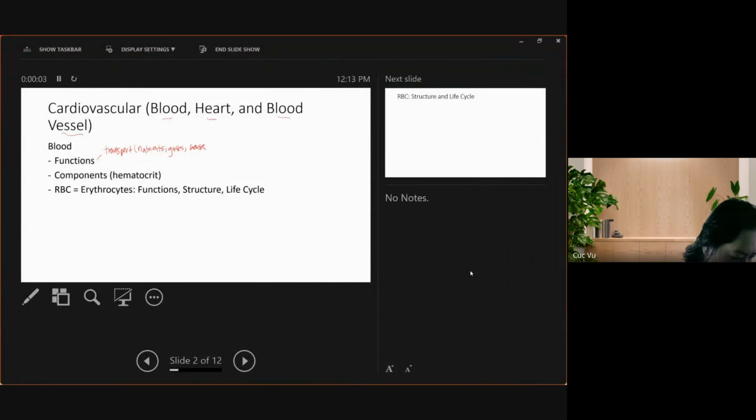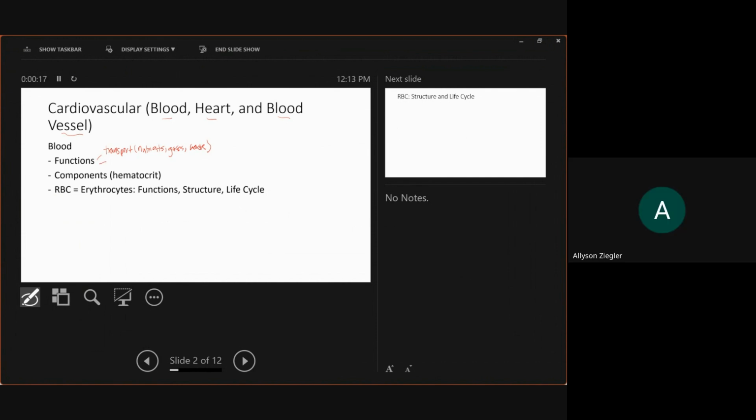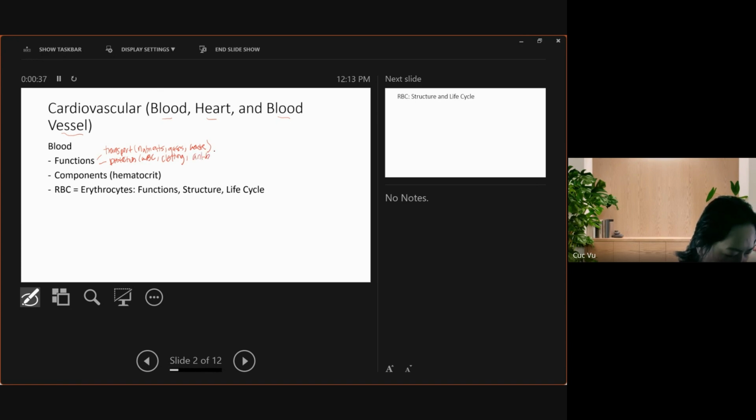Okay, transport nutrients, waste, and gases. What else? What's another function of blood? Protection. How? The white blood cells fight infections and produce antibodies. What else? And clotting. Yep, it keeps us from losing too much blood in injury. And the antibodies are recognized as part of your immune system. Great. What's another function?